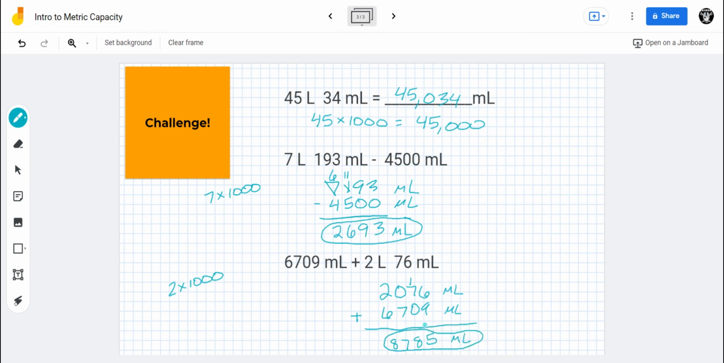Okay, so ladies and gentlemen, I am hoping that you are understanding how liters and milliliters relate to each other. I am hoping that you will keep practicing. Remember, practice makes perfect, and nobody gets math the first time. So work hard at it and ask lots of questions in class.